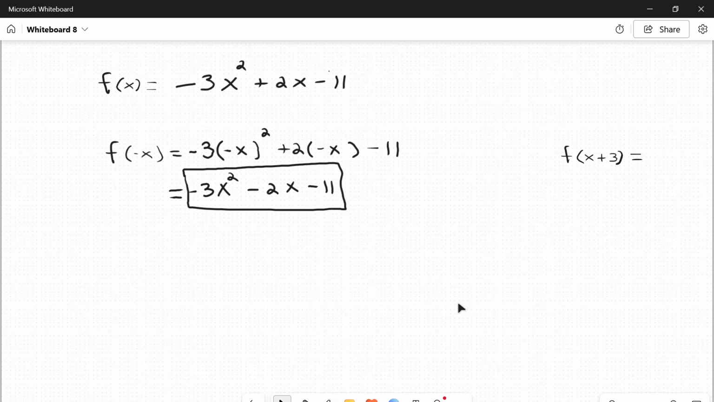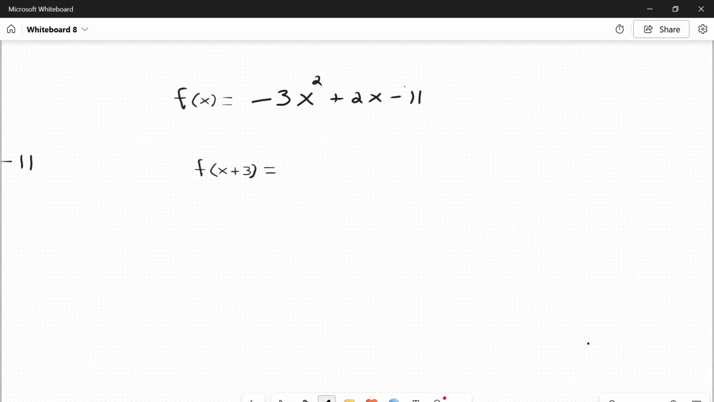All right, on to the next one, the part C over here, right? Is that part C? Yeah, part C. We're going to do part C over here. Had to slide some things around. So we've got negative 3 parentheses squared plus 2 parentheses minus 11. And I need to put an x plus 3 everywhere that I used to have an x. So x plus 3 here, x plus 3 here.